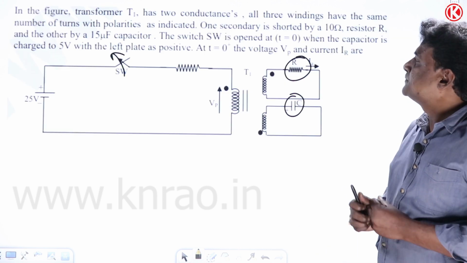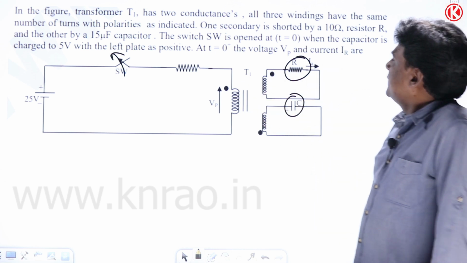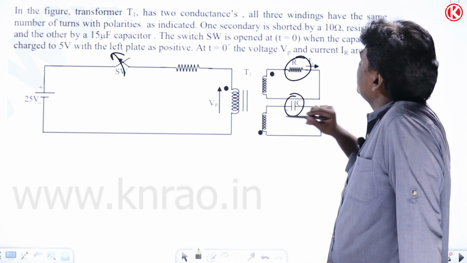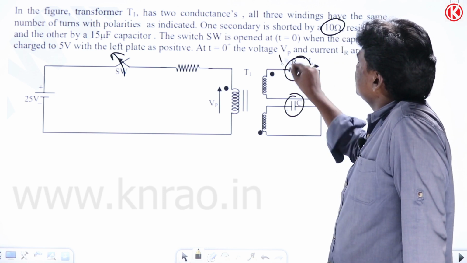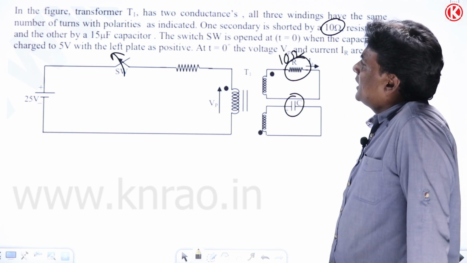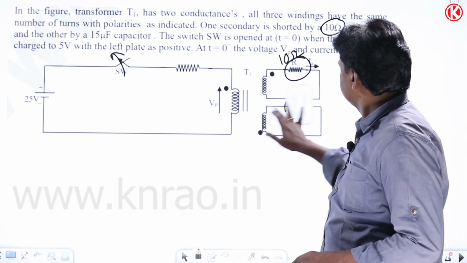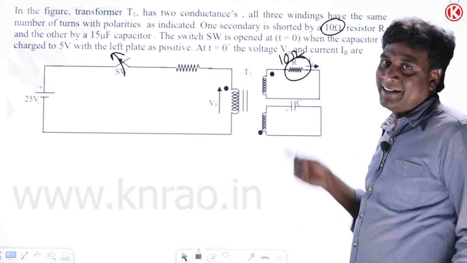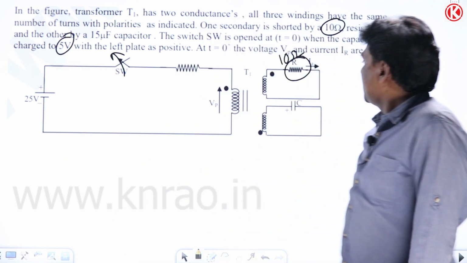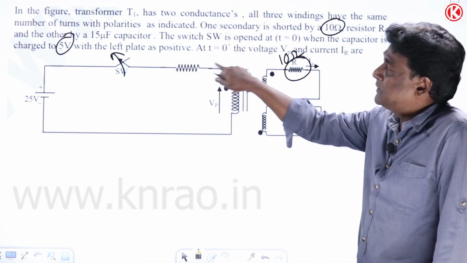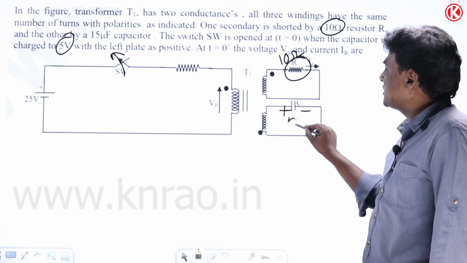Now let us take this. You can pause the video and read that. See here, this particular resistance value, how much have they given? 10 ohms. This resistance value is 10 ohms. And the capacitance is charged. Just pause the video and read it. Now the capacitance is charged to 5 volts, and plus is on the left plate, so plus is here, minus is here, charged for 5 volts.